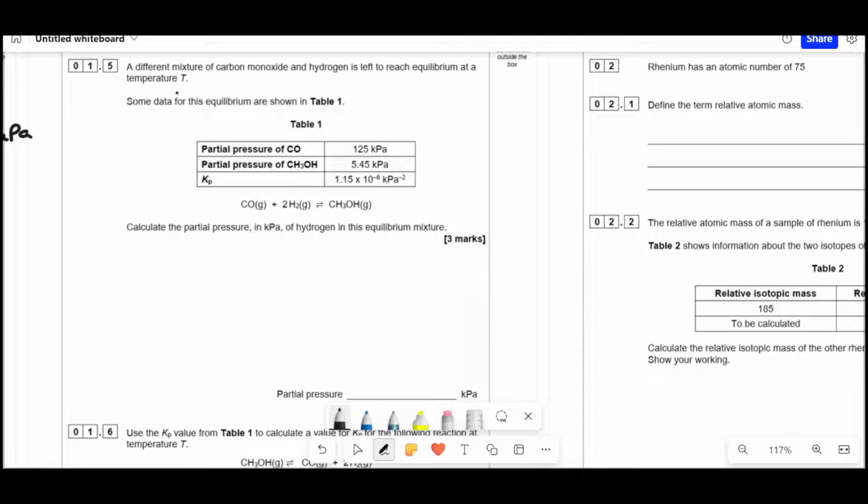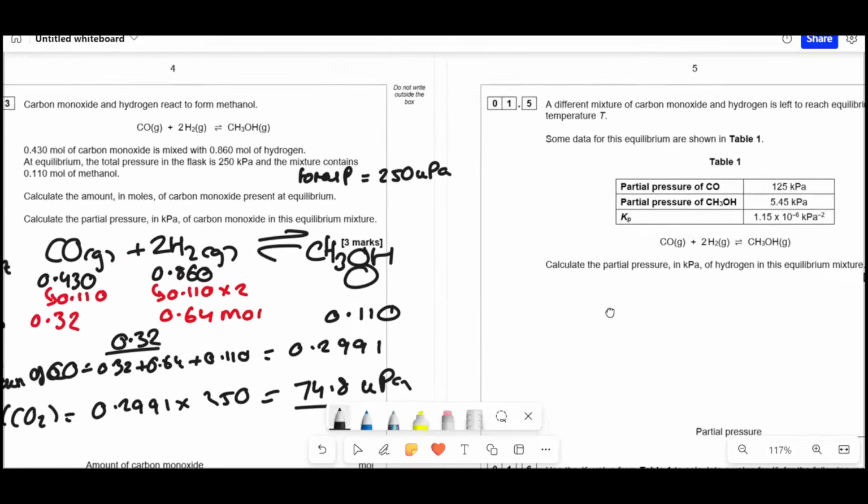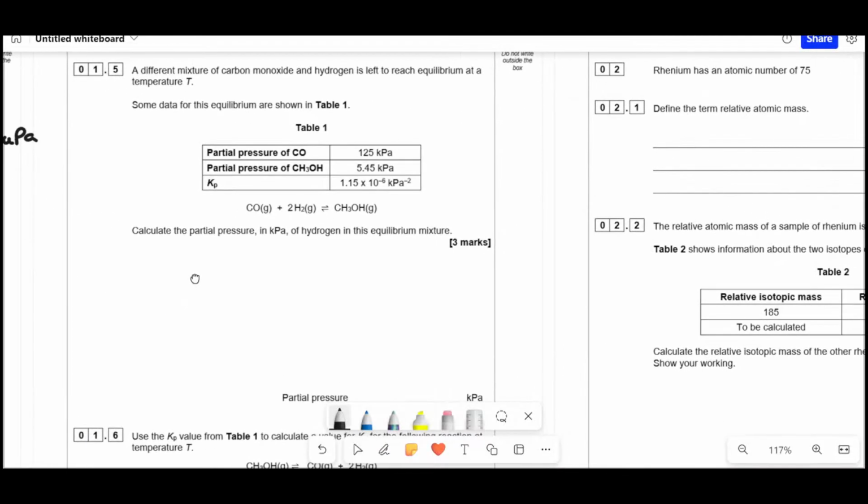Then it says a different mixture of carbon monoxide and hydrogen is left to reach equilibrium at a different temperature. Some data for this equilibrium is shown. You'll see that every single one of these questions, I mean this one doesn't, but every single one of them refers to temperature. Have a think as to why, even though it's not relevant right now. Well, it's because Kp, Kc, Ka, K, anything in the universe is only affected by temperature. Pressure, concentration, catalyst, none of those affect it, because the equilibrium will just shift to balance things out and you get the same proportion of everything again. Temperature is the only one that does, because it factors in things like the forward reaction's enthalpy, and the reverse, and so on.